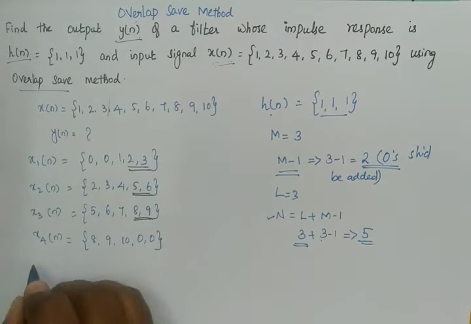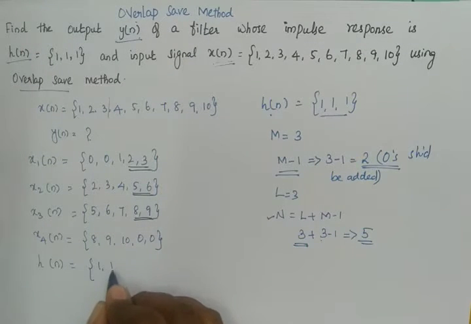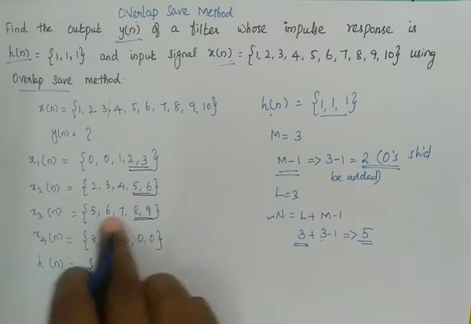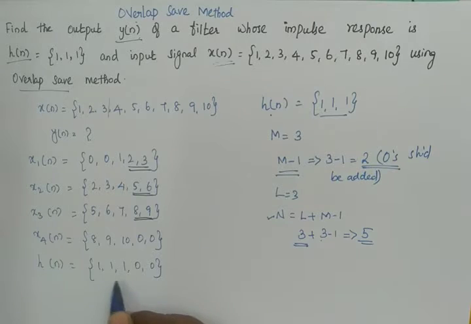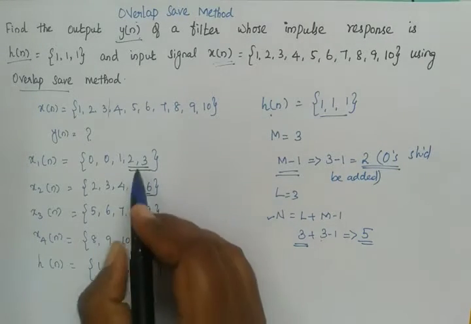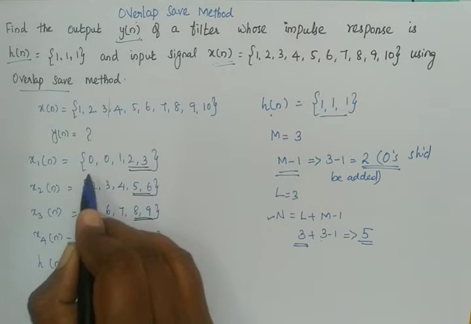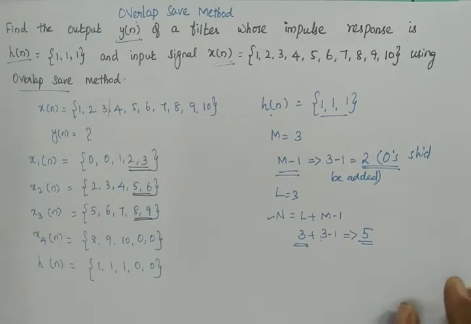Now what is h of n? h of n is equal to, so here we have 1, 1, 1. So it is not possible to do matrix multiplication by using this 3, because here we have 5 elements. So what we have to do is add 2 zeros along with this 1, 1, 1. Now we have found this x1, x2, x3, x4, x5. Why are we taking these two numbers here? Because we have added 2 zeros. If we had only 1 zero, then we would have to take only the last number. So this is how we have to perform.